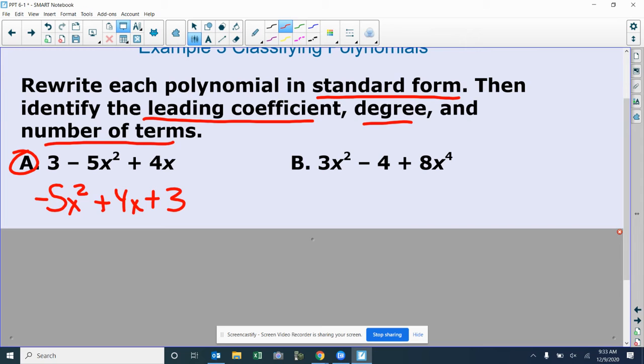Try that next one. Put it in standard form. Those of you engaging, you can do it mentally if you want, or write it down.